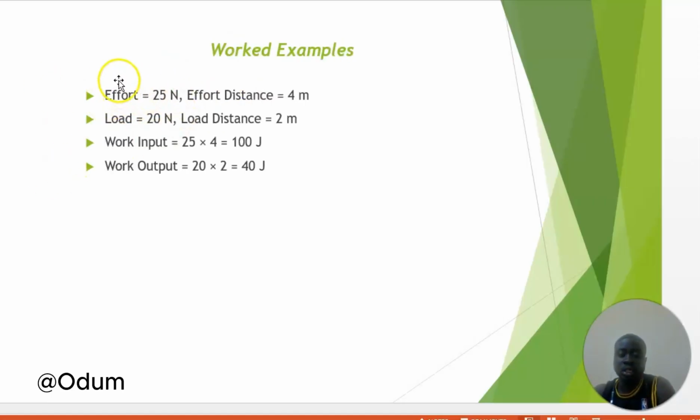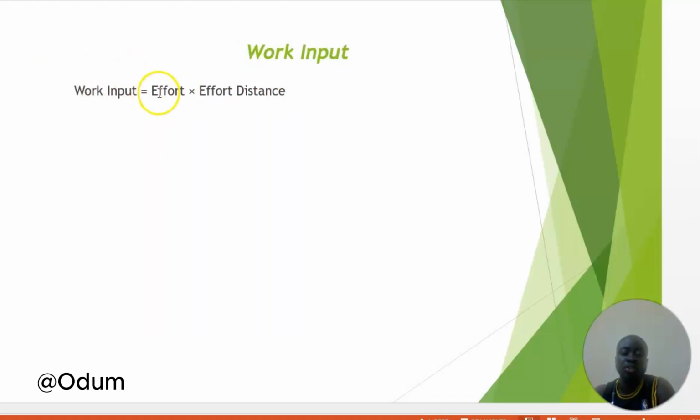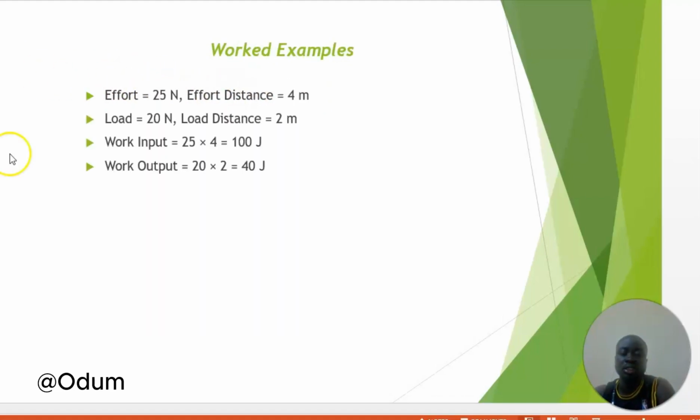So now that we know the formula for work input and work output, let's take a question. If you are given an effort of 25 newtons and an effort distance of 4 meters, then we can easily calculate our work input. Work input is effort times effort distance. So since the effort is 25 and the effort distance is 4 meters, we just multiply. 25 times 4 gives us 100 joules.